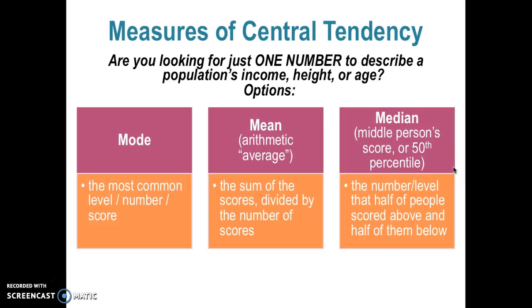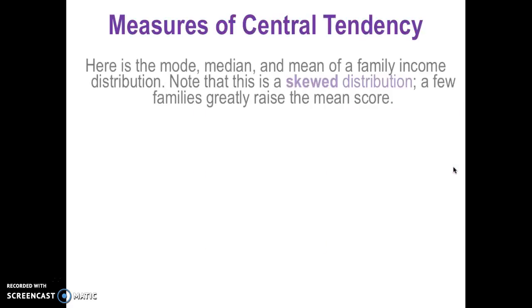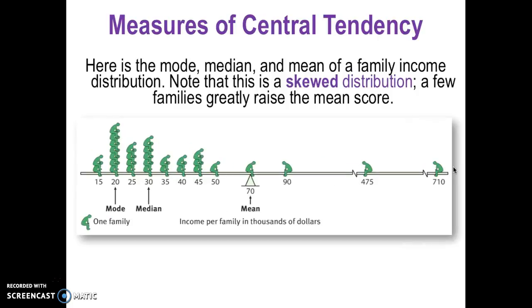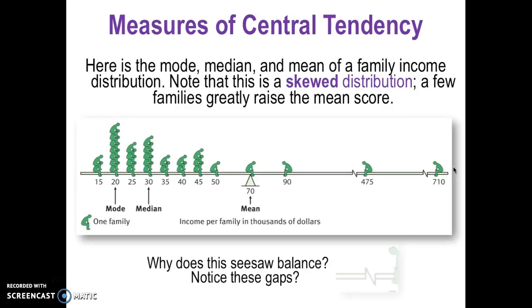Now, when you're looking at your measures of central tendency, you can put everybody on a line graph, and you can see where the mean, the median, and the mode are. We actually note when we put everyone on a line that there are some skewed distributions. We have some that are outside of here.